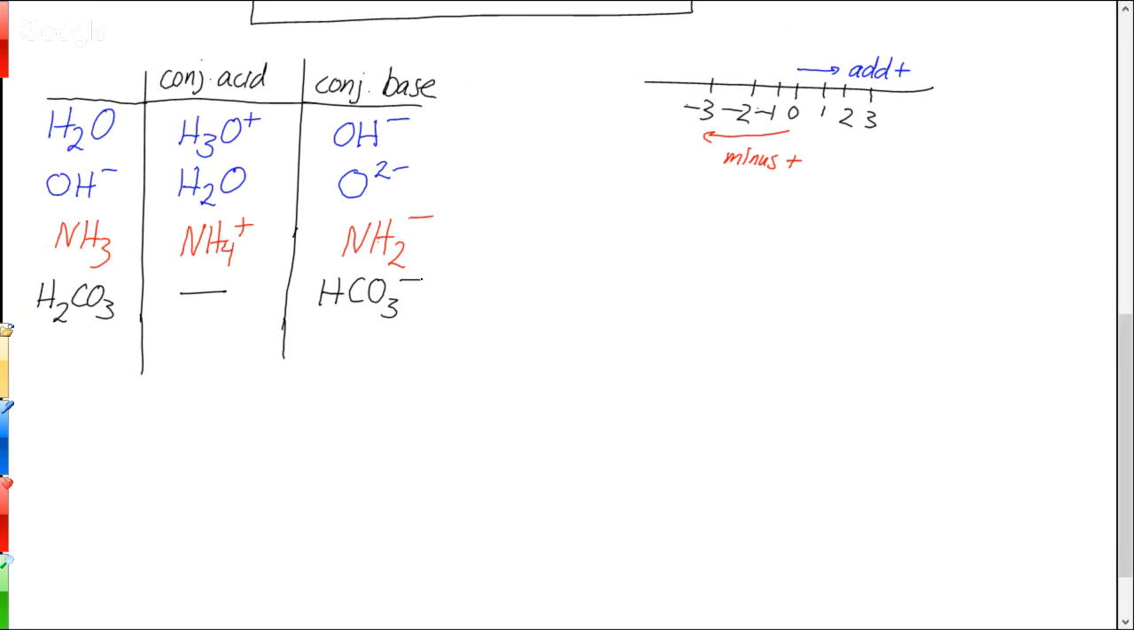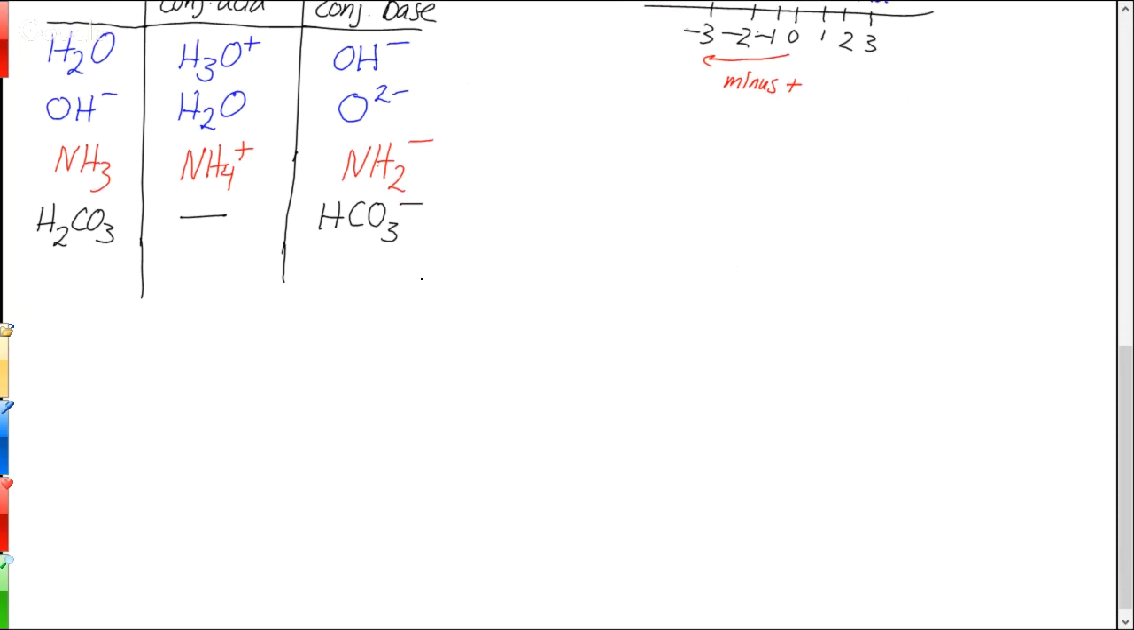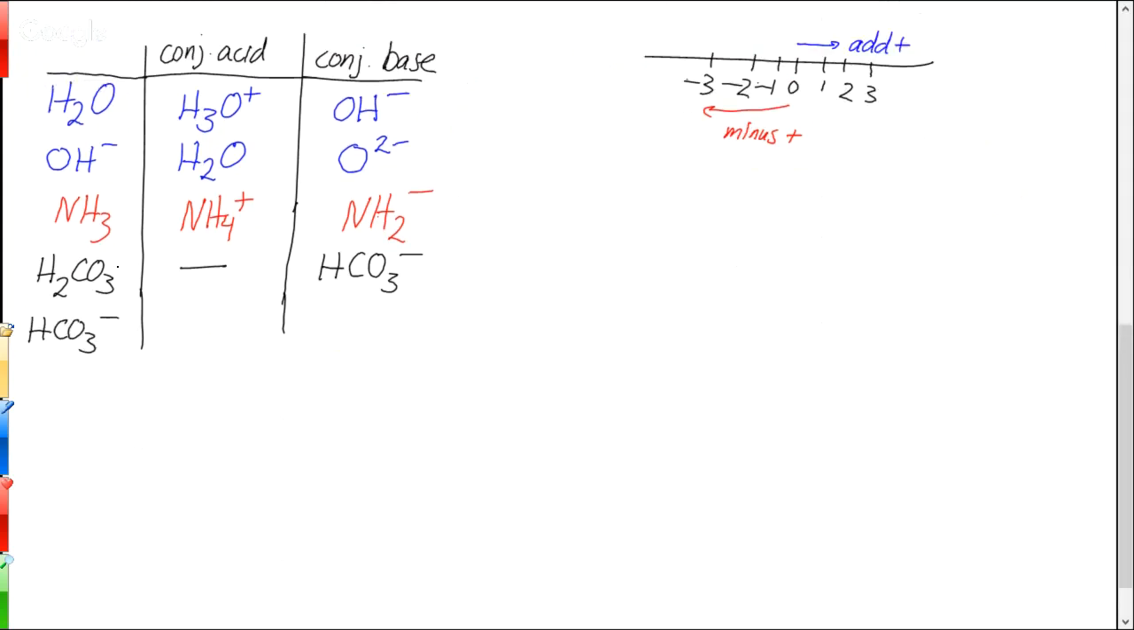And so we can then also look at that molecule itself. We can say, what's the conjugate acid of that? Well, that's just going to be the one we started with, H2CO3. We start with a negative, the conjugate acid is going to be neutral.